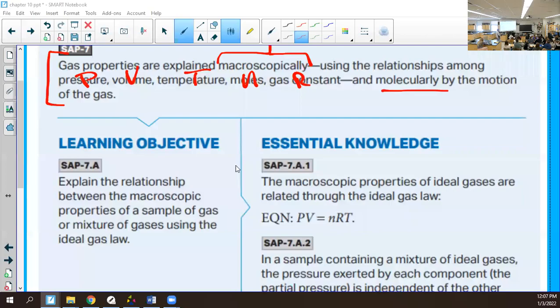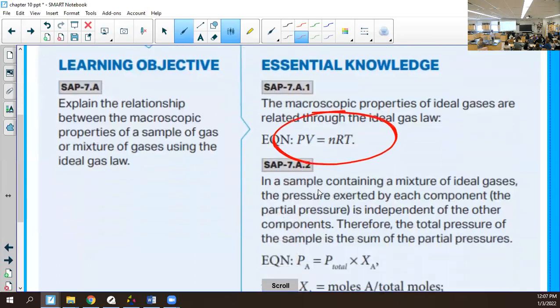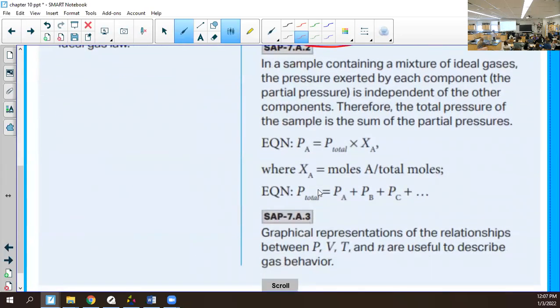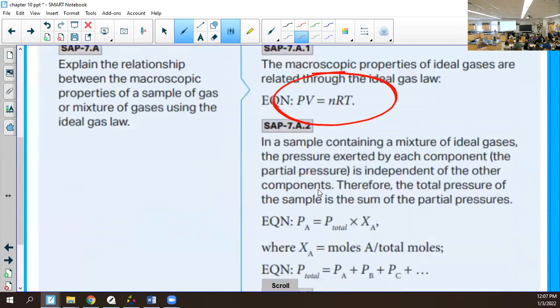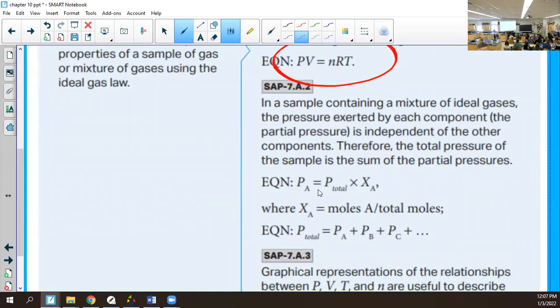All right. So, hey, there's PV equals nRT right there. Now, we'll be fine. Don't write it down yet. So, whatever. The macroscopic properties of an ideal gas are related to the ideal gas law, PV equals nRT. This is called the ideal gas law.